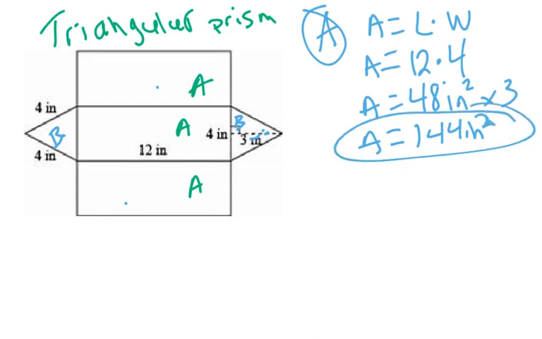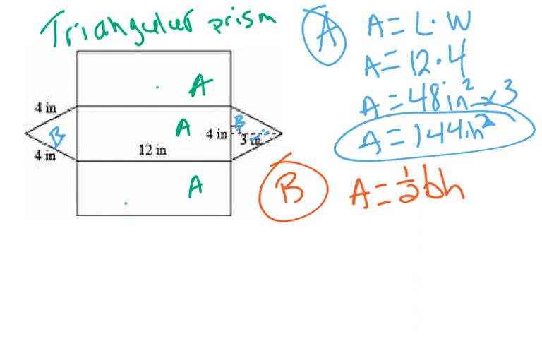Let's go to B. Those are triangles, remember? So that formula is 1/2 base times height, 1/2 BH. I don't know if you remember, but in our lesson with area, I always told you to look for that right angle to figure out where the height of the triangle is. So the right angle is here. That means my height is the 3 inches.